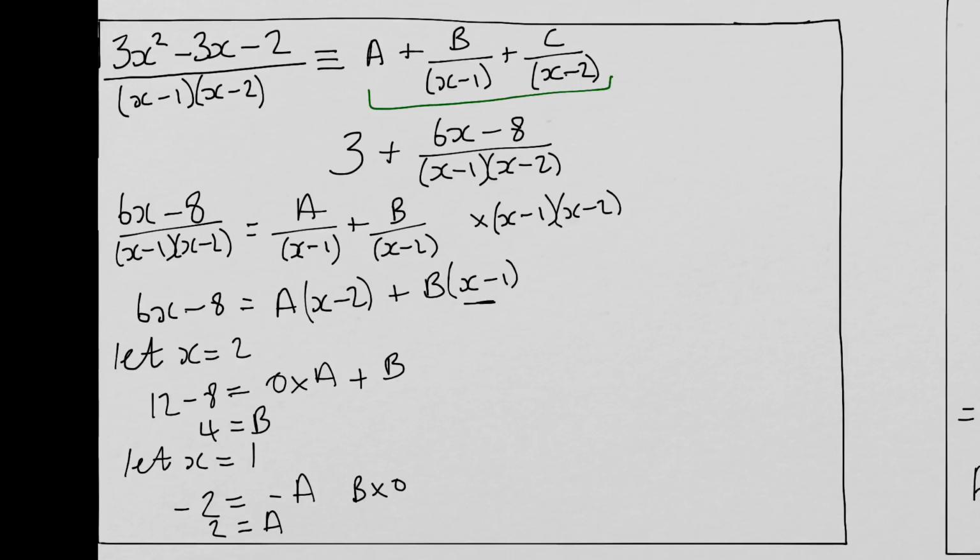And now we finally have our answer. So overall, when you divide that numerator by that denominator, you are going to get 3 whole plus 2 over x minus 1, since a was 2. It's always important to make sure that you do put the numbers back in the correct place with the correct denominator. And b was a positive 4, so I can write plus 4 there, and that was over x minus 2.